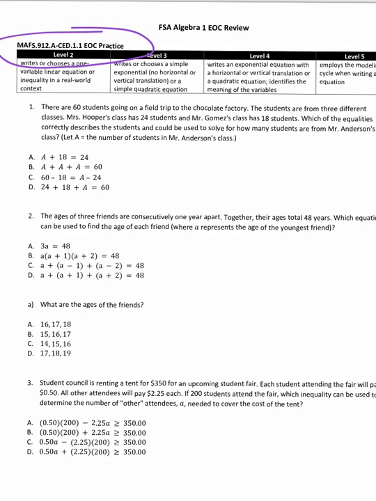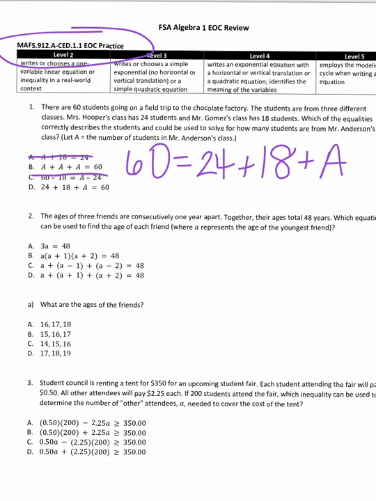Mr. Anderson's class? Let A be Mr. Anderson. So we have so far a total of 60 students. So we know 60 is our total. So we could start off by eliminating that and that because we're talking about 60 kids total. So hopefully they didn't use C. So 60 equals, there's 24 in Hoop's, there's 18 in Gomez's, and A in Anderson's. So that shows you it is D.